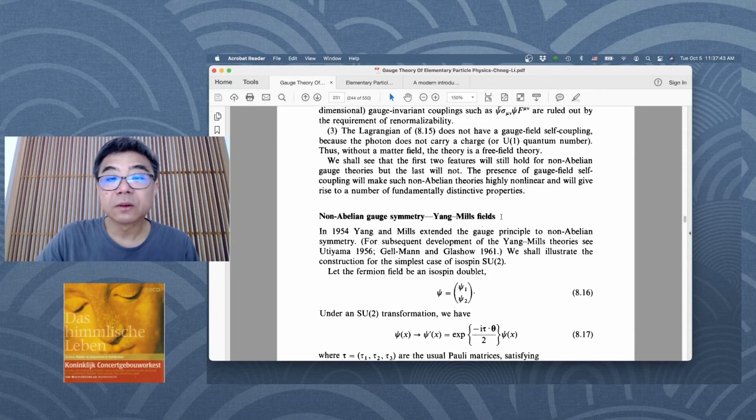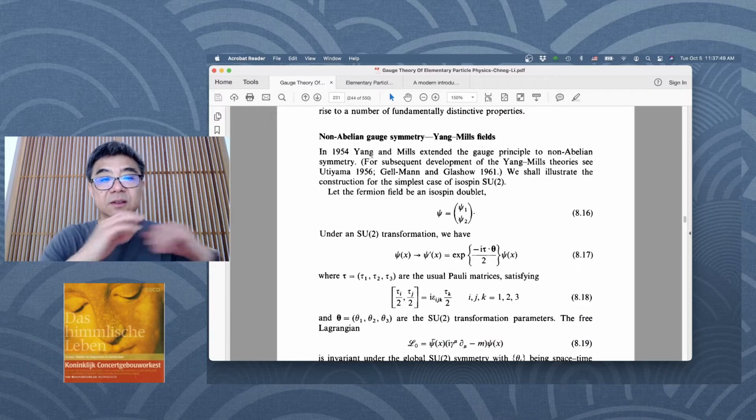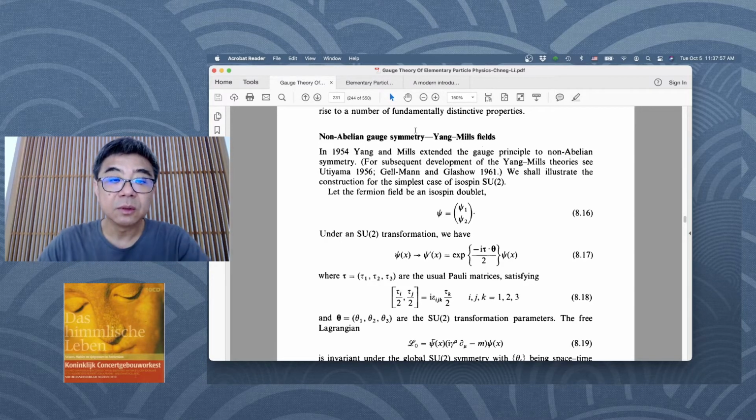Now, the topic today is to extend this gauge symmetry, abelian gauge symmetry, to non-abelian. By non-abelian, we usually consider SU2 as the first example. Part of the reason is that the gauged SU2 actually happens in nature, because the standard model is gauge SU2.